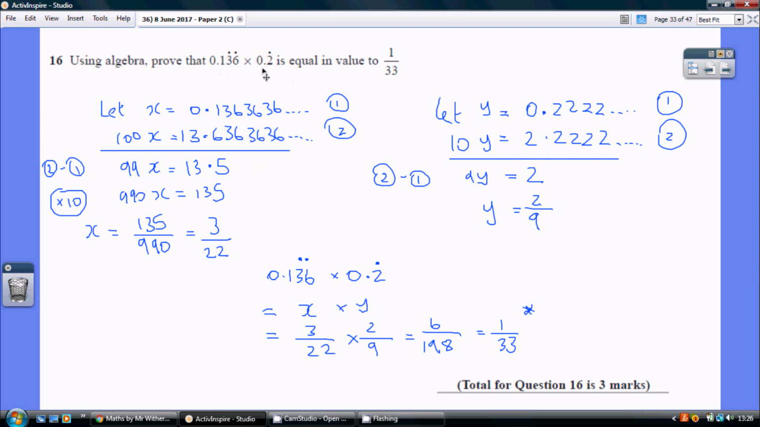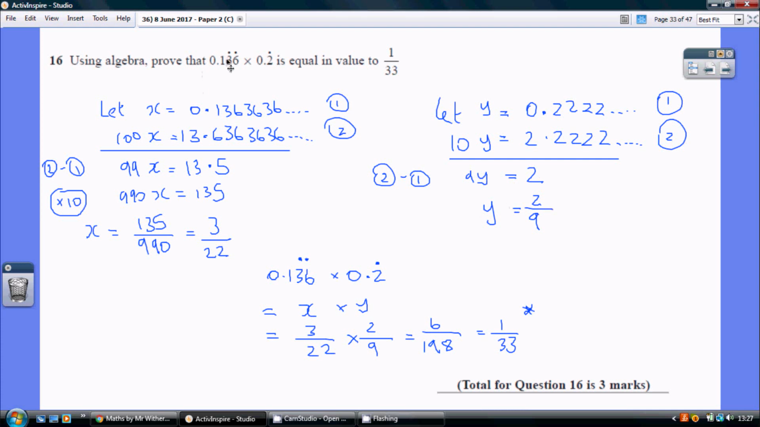So let's now let y equal 0.2 recurring. So 0.22222 dot dot dot. Now we've just got the one dot here, so we only need to multiply by 10 to line up the recurring components. So 10y equals 2.22222. Same idea, second equation, take away the first equation, we get 9y equaling 2. Dividing by 9, we get y equaling 2 over 9.